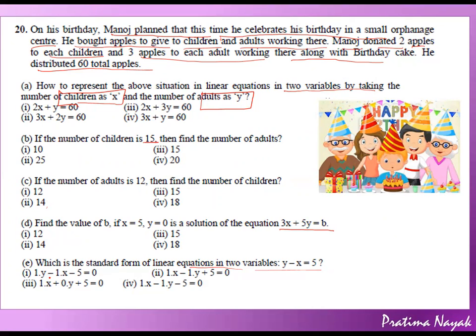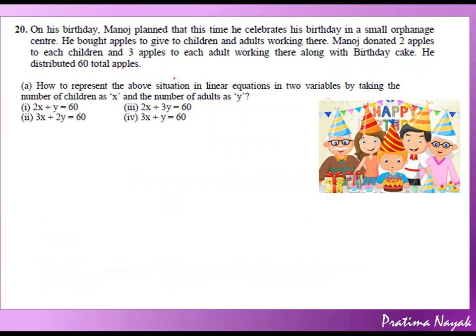1x plus 1y is equal to 0. 1x minus 1y plus y is 0. 1x plus 0y plus 5 is 0. 1x minus 1y minus 5 is 0. So let us go one by one. First is, if you need, you can read the question again.